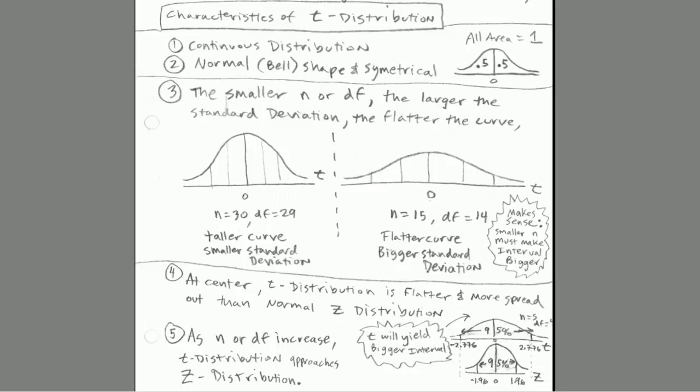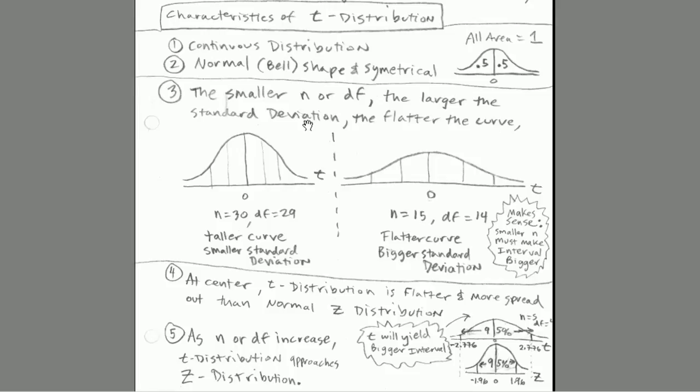So that means we have that line down the middle, 0 for the t or the z, right? But in this case, it's t. 0.5 on this side, 0.5 on this side. All the area is 1. The symmetrical means 0.5 there, 0.5 there.